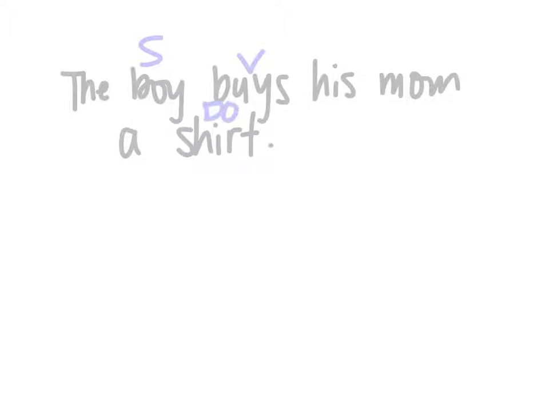So, here's a sentence for you in English. The boy buys his mom a shirt. Well, in English, what's my subject? Boy. What's he doing? He's buying, so that's my verb. What is he buying? He's buying a shirt, so my direct object is the shirt. To whom or for whom? For whom is he buying the shirt? For his mom, so here's my indirect object, okay?